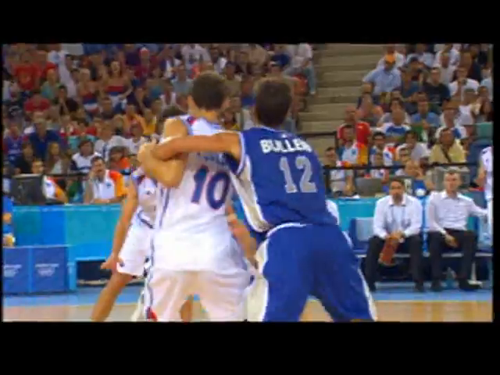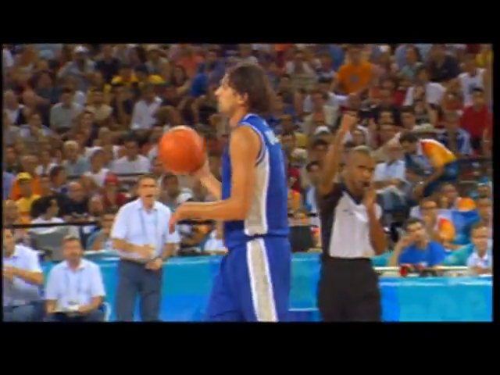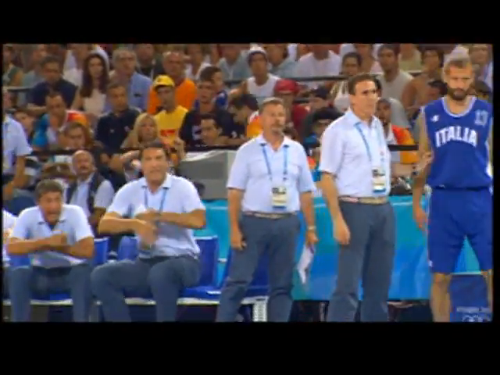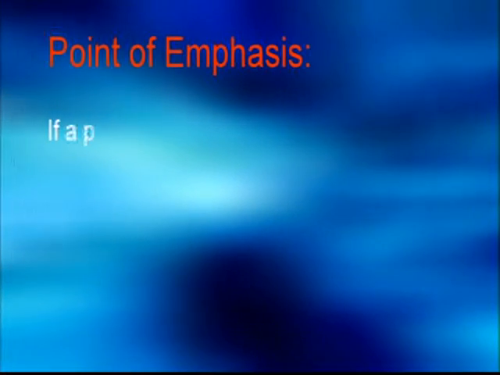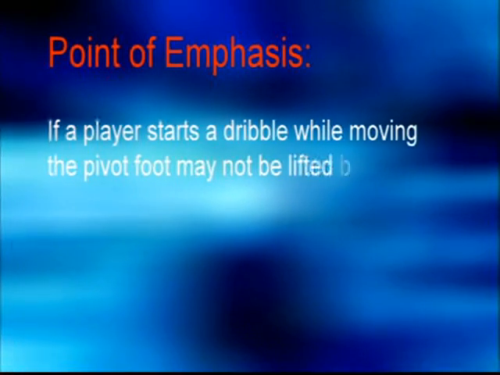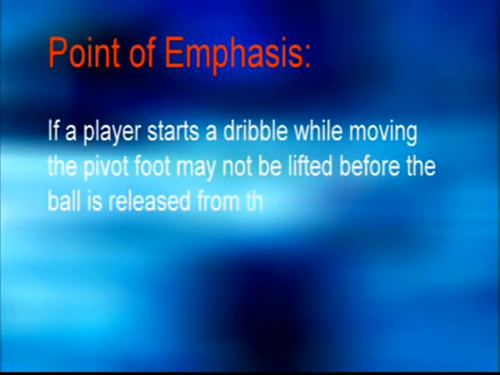The movement of the player on the court while holding a ball is covered in the rules in Article 25, traveling, and it is always an area of concern. Point of emphasis: If a player starts a dribble while moving, the pivot foot may not be lifted before the ball is released from the hands.